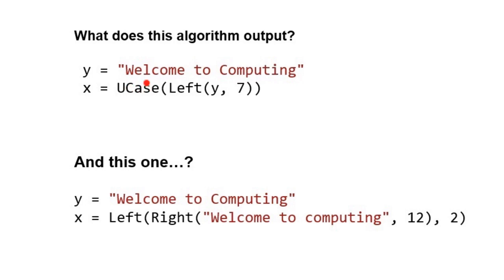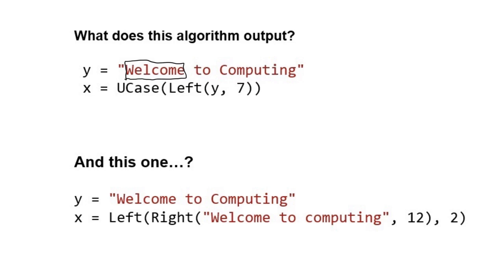Okay, so this top one is a function call, but inside it is a function call. Now this is perfectly acceptable, and you start evaluating from the middle outwards. So let's take the middle function call first. It's left, and it passes in the variable y, welcome to computer, and the number 7. Well, as we already know, when you pass in welcome to computer and 7, it extracts the first 7 characters from this string and returns them.